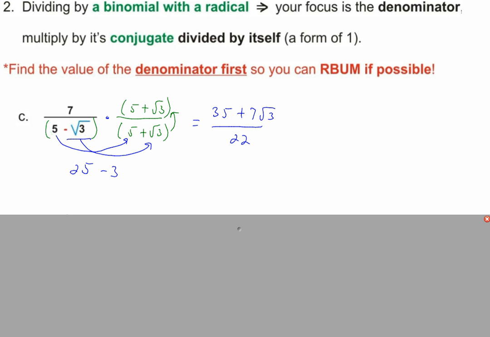All right? Now, how many got 22 on the bottom? If you didn't, I need you to talk to me and ask me some questions so I can help you. Questions. What are you missing that you didn't get 22 on the bottom? Alexis?